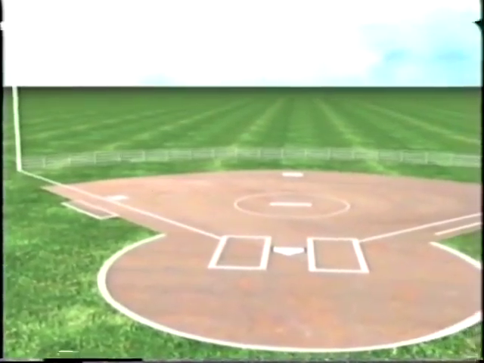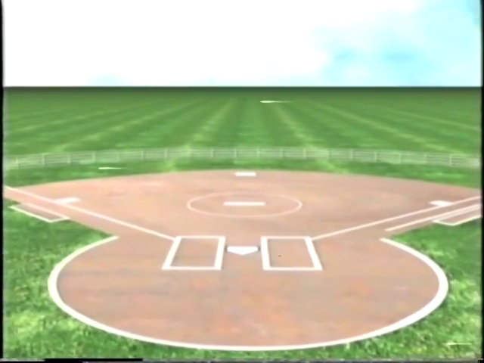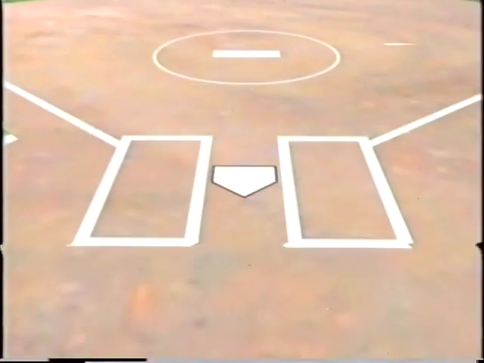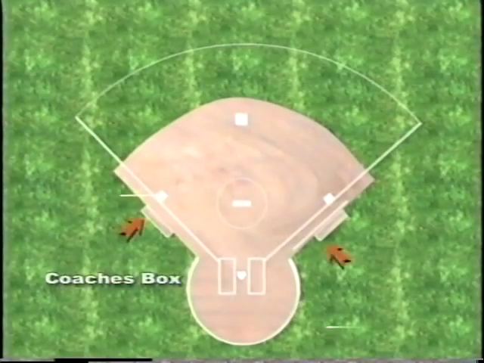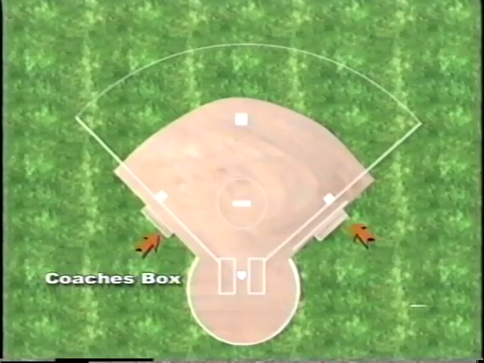There are other markings on the field that designate where various participants are stationed. A box surrounding home plate marks the areas where the batter, catcher, and umpire must stand. Boxes down each baseline in foul territory designate where coaches may stand.